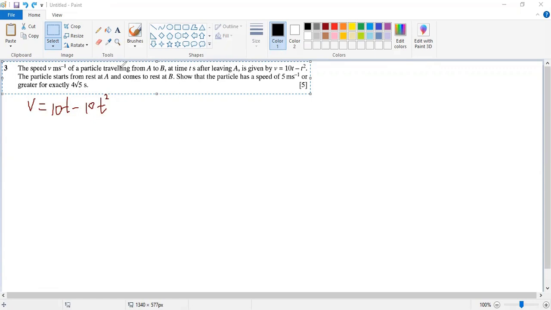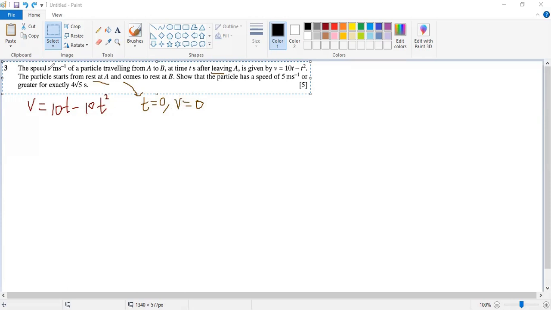So the particle starts from rest. What does this mean? Particle starts from rest means, so leaving A, at rest at A means that at time 0, when you start clocking, the velocity or speed, depends on the context, is 0. V is 0. Okay, we got it.